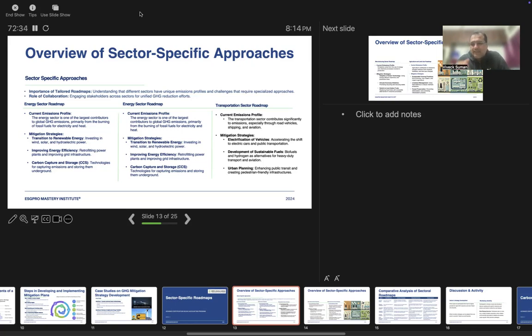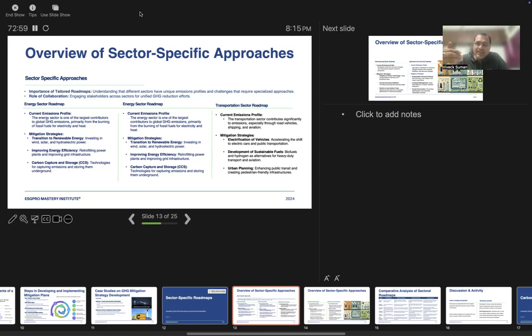In the energy sector, whenever you look into mitigation action, first of all we look into the current emission profile. The energy sector is one of the largest contributors to GHG emissions, as we know, and just after that is the transportation sector. What you need to look into is the reason, and most of the time the reason is that they are burning fossil fuel.